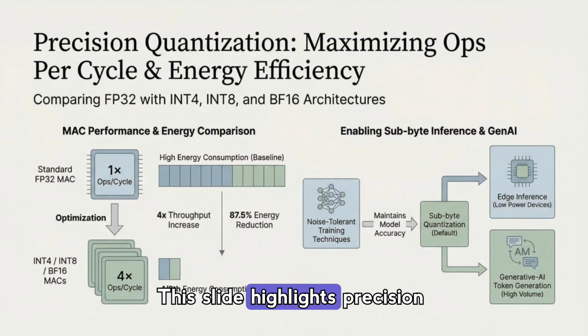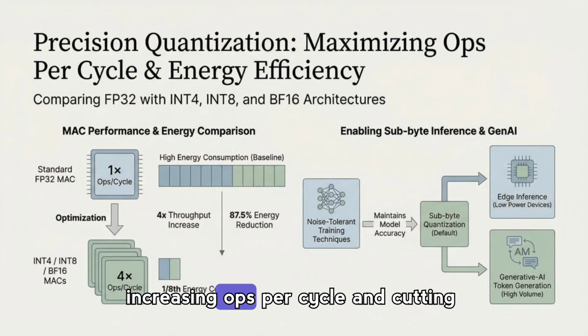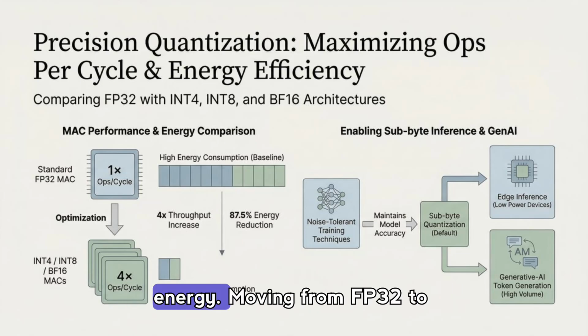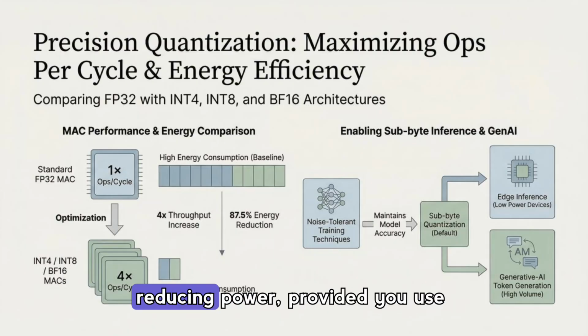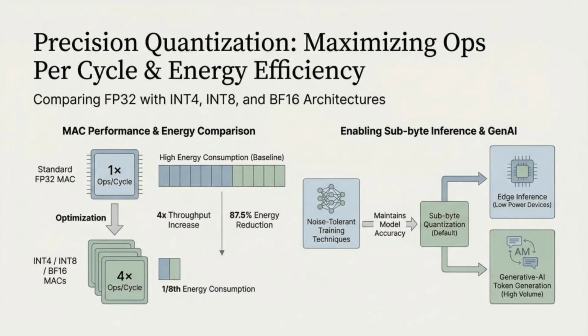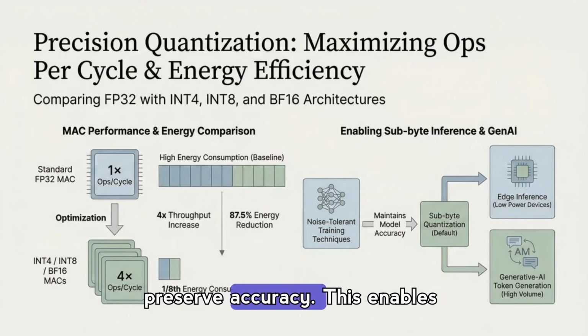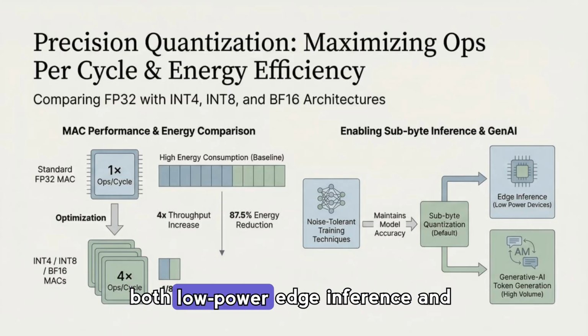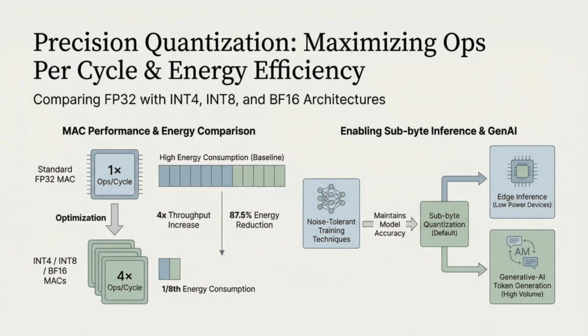This slide highlights precision quantization as a primary lever for increasing ops per cycle and cutting energy. Moving from FP32 to INT4, INT8 or BF16 can multiply throughput while dramatically reducing power, provided you use noise-tolerant training and quantization-aware techniques to preserve accuracy. This enables both low-watt edge inference and high-volume generative workloads efficiently.